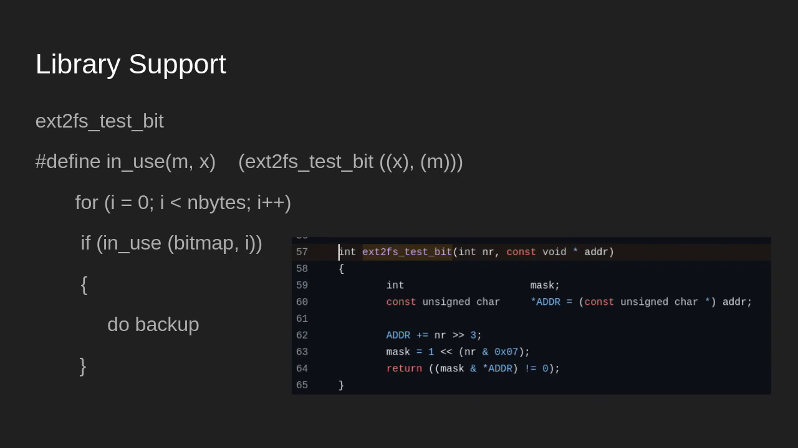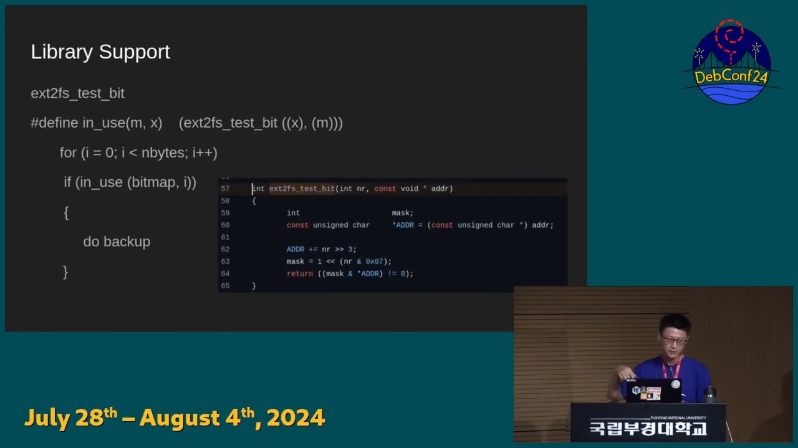So we started trying to trace the source code of dumpe2fs. And it has a very important function named in_use. It references ext2fs_test_bit to check the bit in the bitmap and return whether the block is used or not. So we just base it on the same idea. The pseudocode is: if in_use is true, then we do the backup.